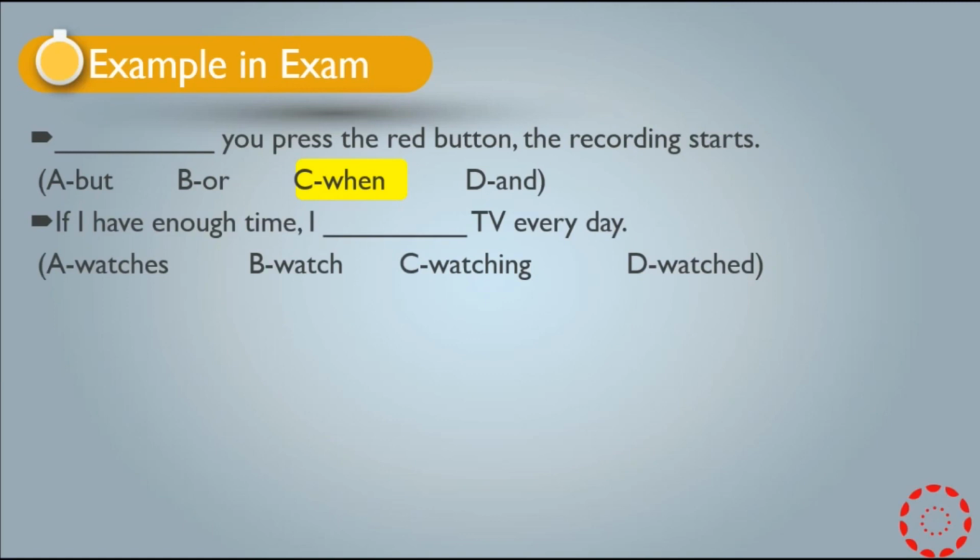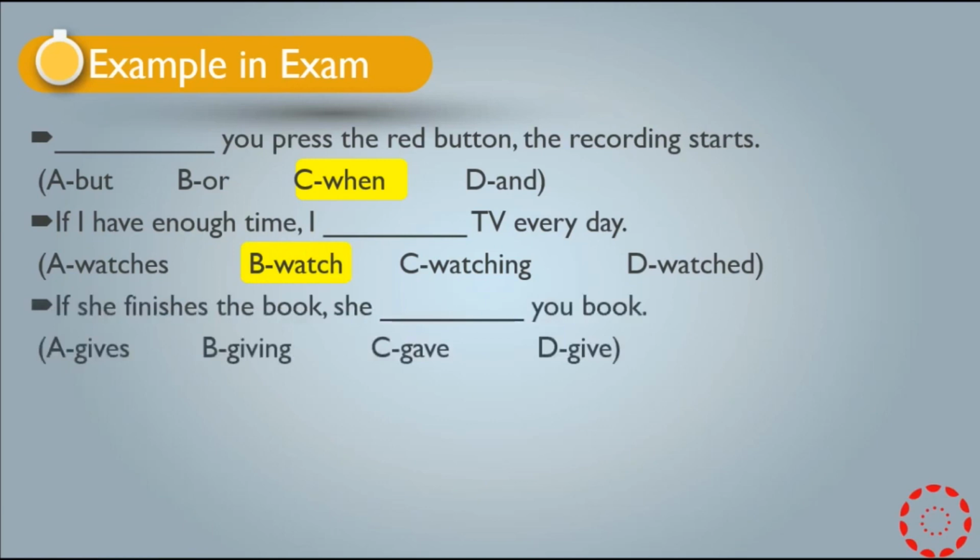Look, after the if we have the present simple tense, which is I have enough time, and also after the comma the sentence should be present simple. Because we have I, which verb is correct? Watches with S, watch base, watching with ing, watched with past form. As we said, the verb should be base because we have I. So, if I have enough time, I watch TV every day.